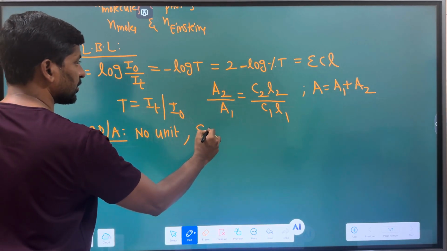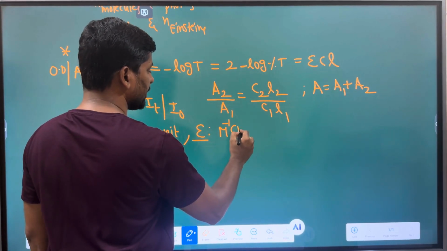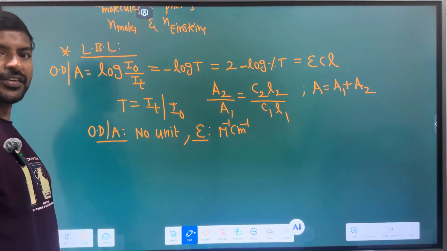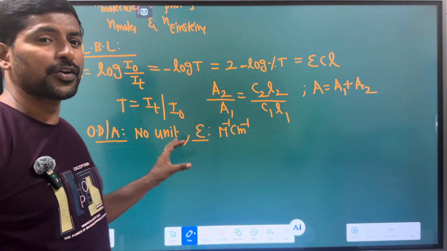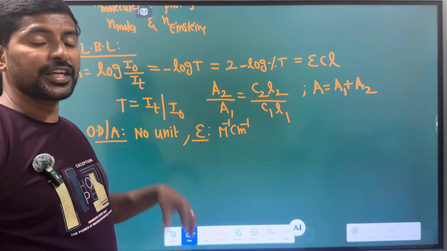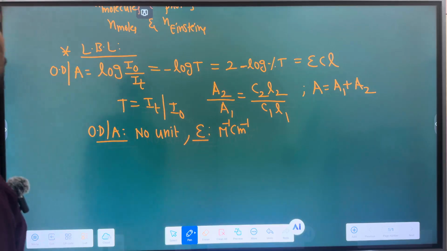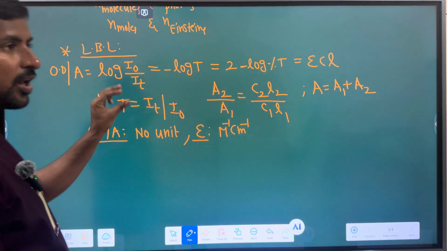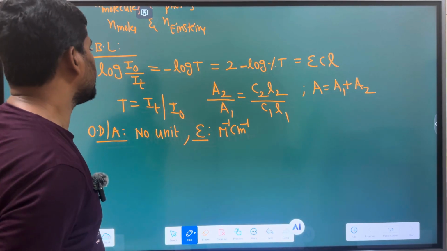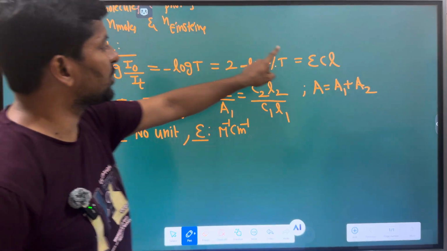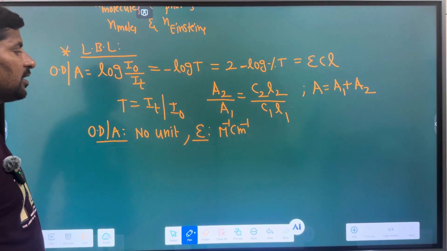What about epsilon? The unit of epsilon is A by C L, M inverse centimeter inverse, and molarity we can write as moles per liter or moles per decimeter cube. That is the unit for epsilon. Epsilon is the characteristic of a given substance. How strongly radiation of a given wavelength is absorbed by a given substance is given by epsilon. It is called the molar extinction coefficient, or molar absorption coefficient, or absorptivity. So absorbance depends on concentration, and L is called the path length, or cuvette length, or cell length.